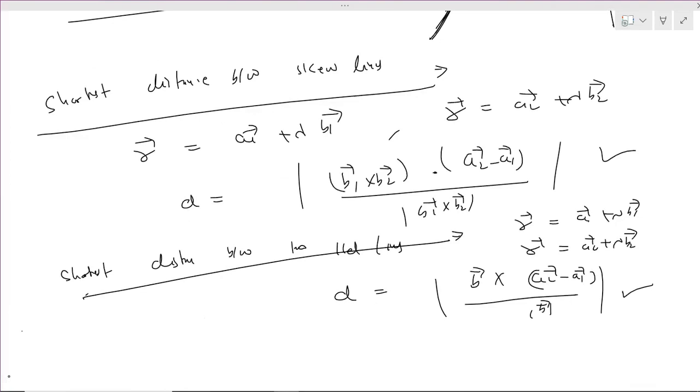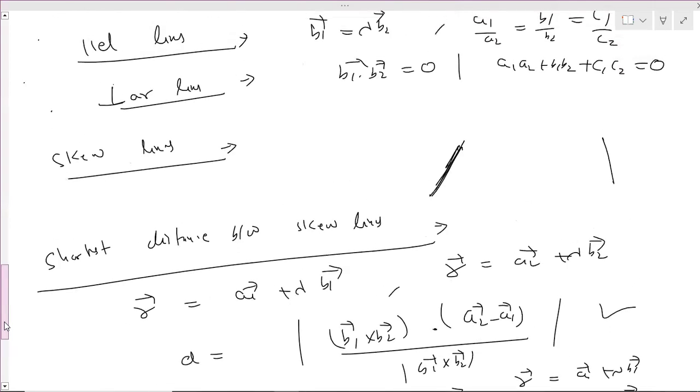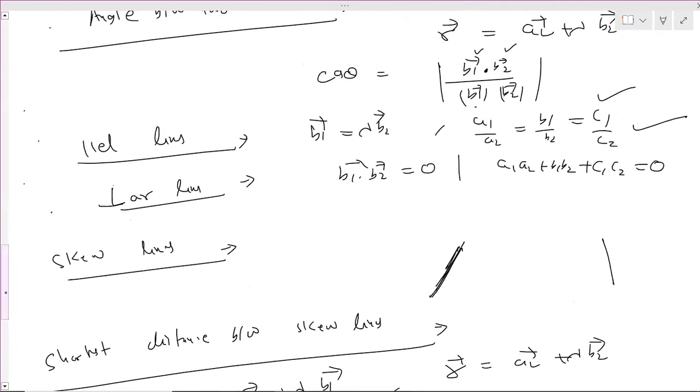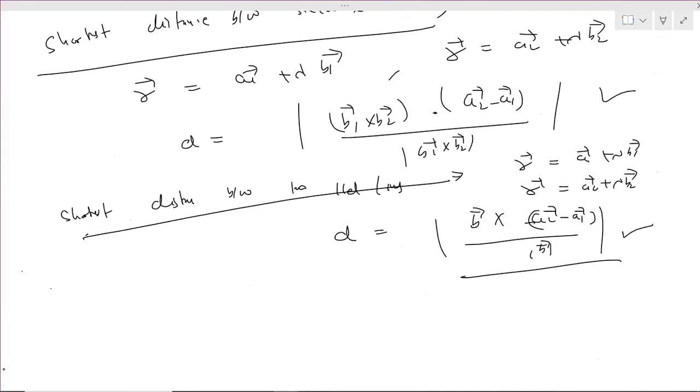So whenever they ask you shortest distance, remember, first check if the lines are parallel. How do we check that? The coefficients of the parallel vector should be proportional, right? We just discussed that before. If this is true, then use this formula. If not true, then use this formula. All right. Yes, sir.